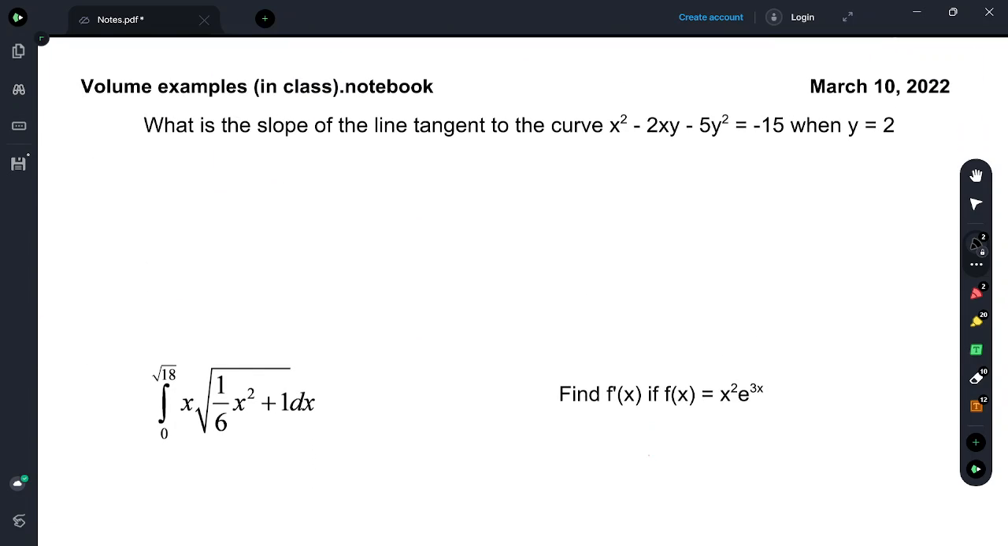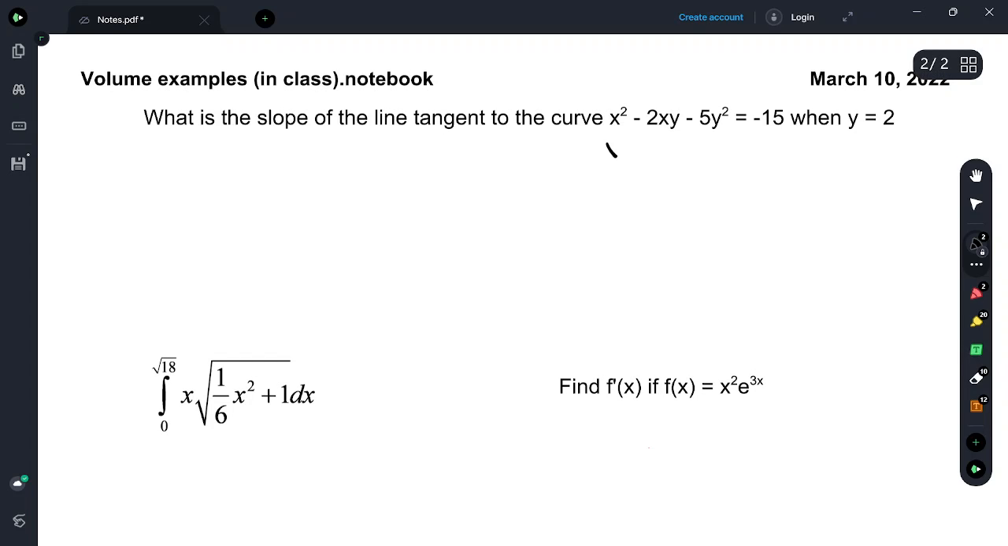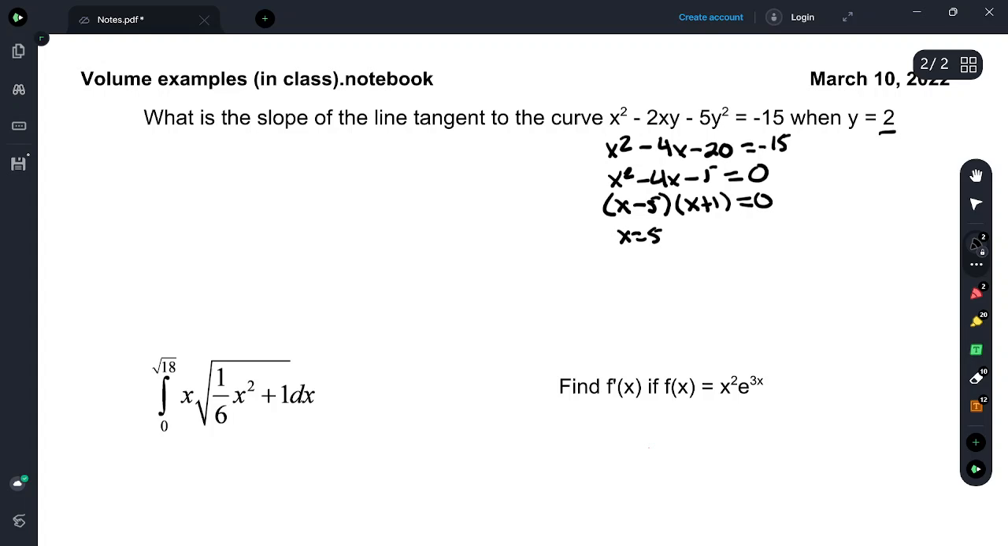What is the slope of the line tangent to the curve when y equals 2? So should we get the point first? Let's go x squared minus 2 times 2, so that's 4x, minus 20 is equal to negative 15. So x squared minus 4x minus 5 is equal to 0. And we factor, x minus 5 times x plus 1. So x equals 5, x equals negative 1. So we really have 2 points. We have 5, 2, and we have negative 1, 2, like that.